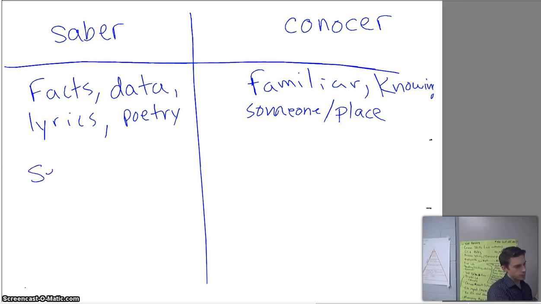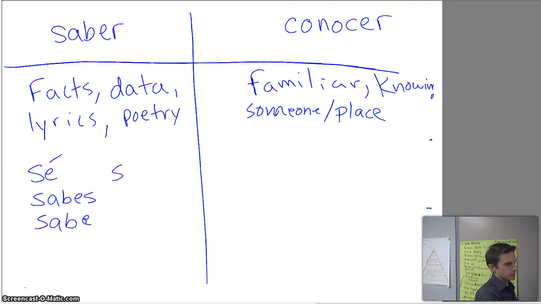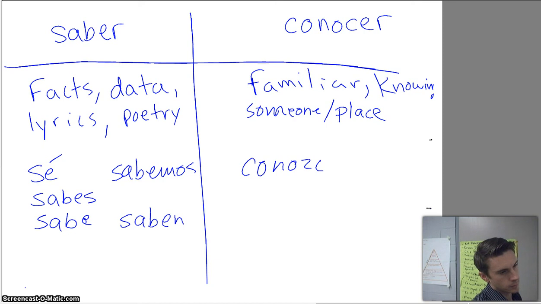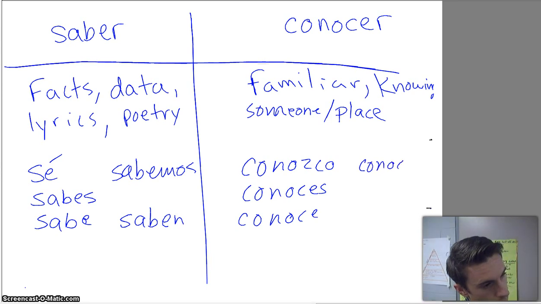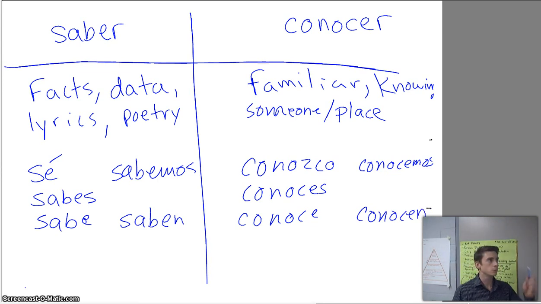Now, the irregular conjugations of saber are sé is the irregular yo, and then it becomes normal. Sabes, sabe, sabemos, and saben. Conocer is conozco, and then it becomes regular again. Conoces, conoce, conocemos, and conocen.